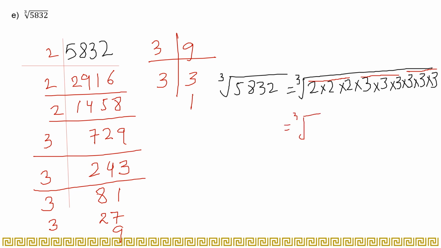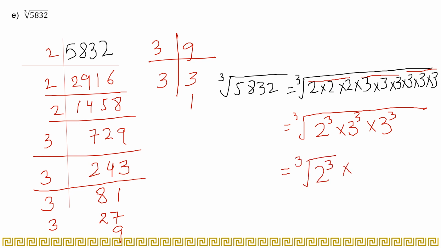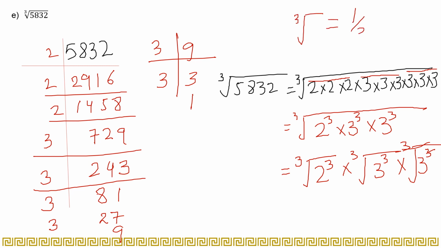Now see what you will do. You will again write it in index notation, like 2 cube multiplied by 3 cube multiplied by 3 cube. Cube means 3, right? That is the cube root. Again, applying the root separately on every number. Cube root of 2 cube multiplied by cube root of 3 cube multiplied by cube root of 3 cube. Now this cube cancels with cube root because the value of cube root is what? 1 by 3. And 1 by 3 cancels with power of 3, like this. This cancels with this and this cancels with this.